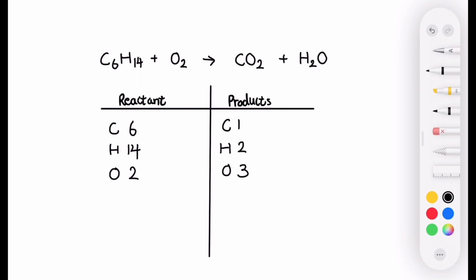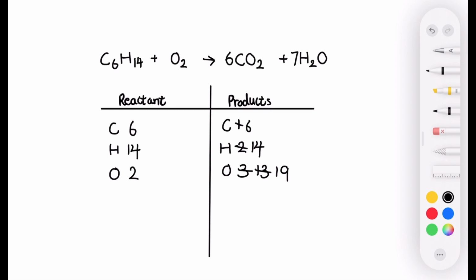Since we should always leave hydrogen and oxygen to the last, let's start with carbon by adding a coefficient of 6 to carbon dioxide. After recounting, we now have 6 carbon and 13 oxygen atoms on the product side. Then we can move on to hydrogen by adding a coefficient of 7 to water, making both carbon and hydrogen atoms balanced. It leaves us with 19 oxygen atoms.